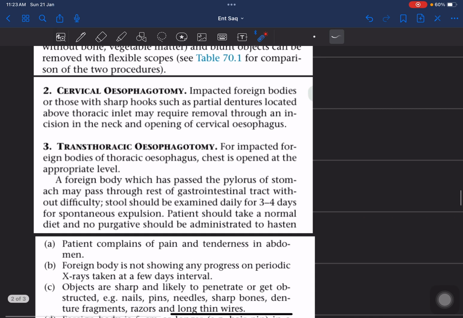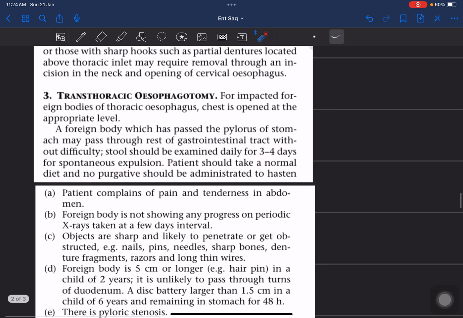Now what will happen if it has passed that level also, and if it has reached the pylorus of the stomach? In such a case, it will pass through the rest of the gastrointestinal tract, right? And it will be passed out in stool after some days, and we need to carefully examine the stool for 3 to 4 days, and watch whether it has passed spontaneously or not, right. In such a case, the individual is not advised to take a purgative to hasten the passage of stool, so there is no importance of giving a purgative.